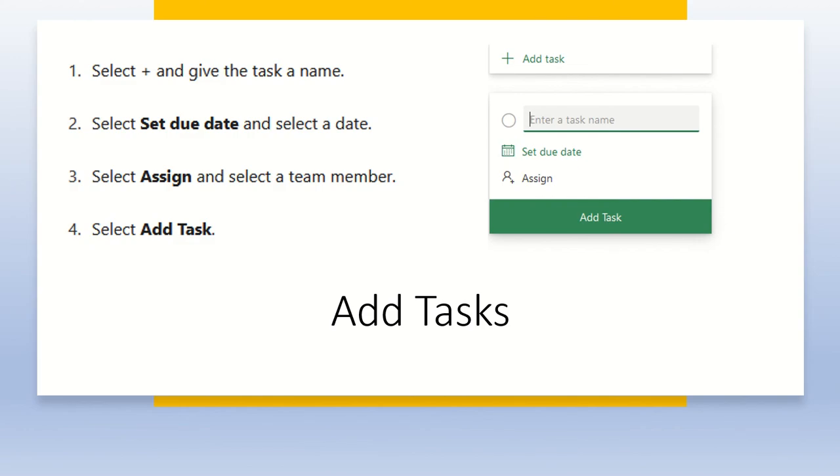So when you're ready to add tasks, it's going to give you little cards, and you're just going to give the task a name. You can set the due date if you want to, and then you can also assign the team member to the task.